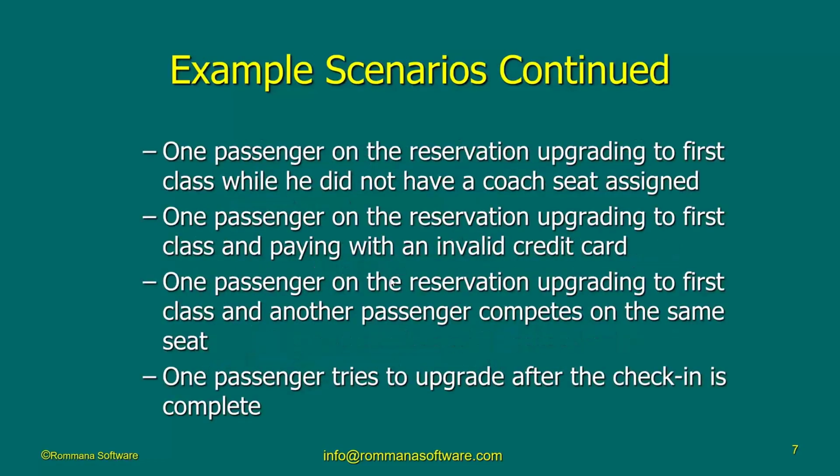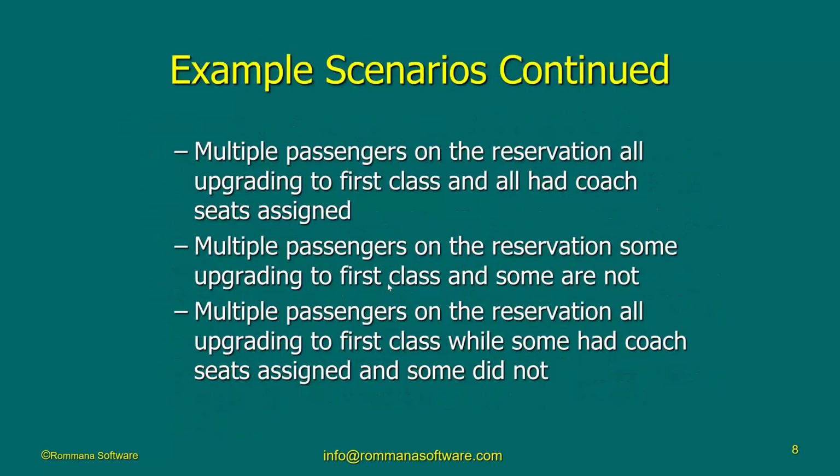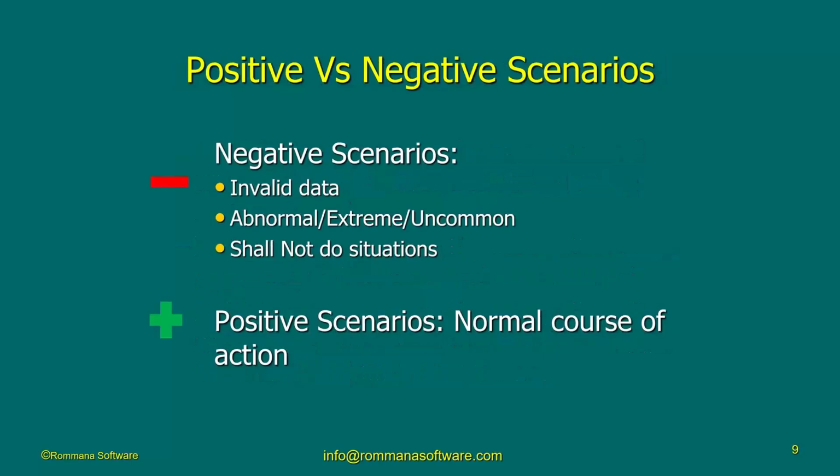So I've got a total of what? 3 and another 4, that's 7, 13 scenarios. And if I take another 5 minutes, I can write at least 7 or 8 more scenarios. So this user story would probably have 20, 22 scenarios. I don't think people normally write those kinds of acceptance criteria. Positive and negative scenarios, I already covered that. Negative scenarios are either using invalid data, or abnormal extreme conditions, or uncommon or shall-not-do situations.